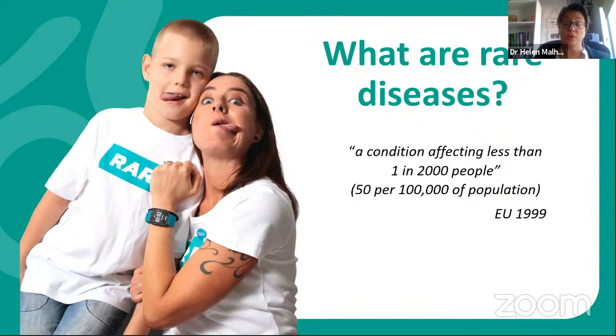And for now, we would like to recommend that we use the definition of an individual rare disease being a condition that affects less than 1 in 2,000 people. As a ratio, that works out to 50 per 100,000 of the population. And this is the same definition that's used in the European Union. And there is a large amount of robust research that's been done in the European Union around this definition.